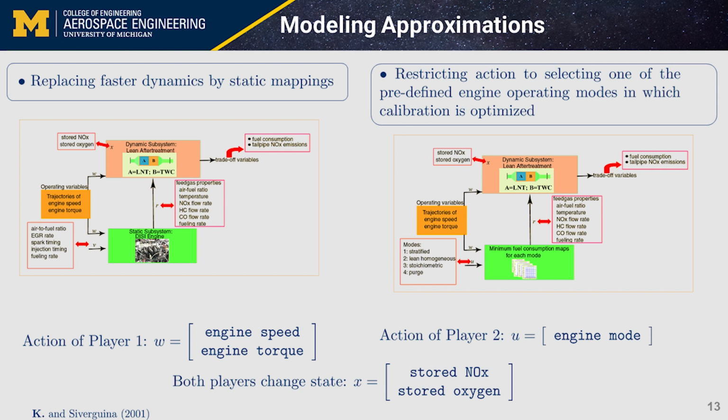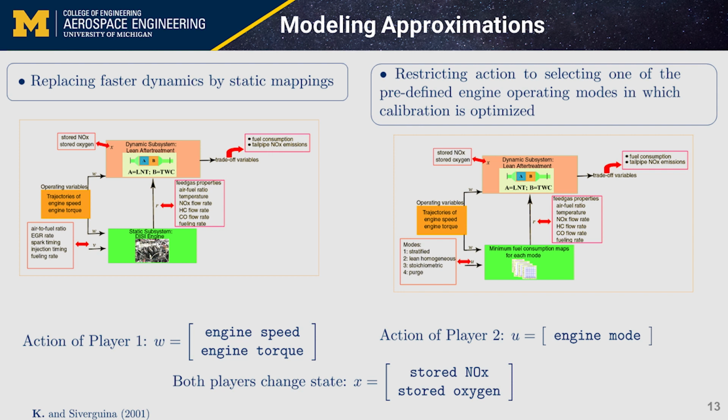Now, the other simplification that we did was to restrict action to selecting one of predefined engine operating modes in which calibration is optimized. So pretty much what we are saying is that suppose our engine can run in four modes, stratified, lean homogeneous, stoichiometric, and purge, that are defined by a range of air-fuel ratio. And in each of these modes, except for purge mode, we are going to optimize the setting of the inputs to give us the best fuel economy. And the settings would change because engine speed and engine torque are going to change. And then in purge mode, we would try to optimize the calibration for fastest possible purge of the trap.